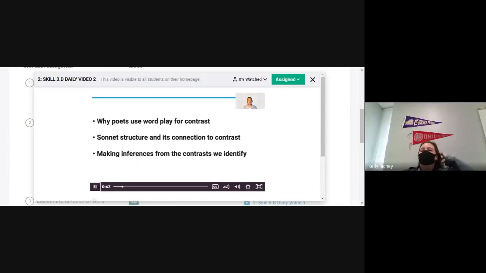The second thing is we're going to look at the structure of sonnets and see how, in a way, they lend themselves naturally to contrast, because there's going to be a turn in so many sonnets, and it usually occurs at line 9. And then the third thing is, as we're picking up on these contrasts, of course, it's not just about identifying them and seeing that they're there, it's then making inferences as to why they're there.